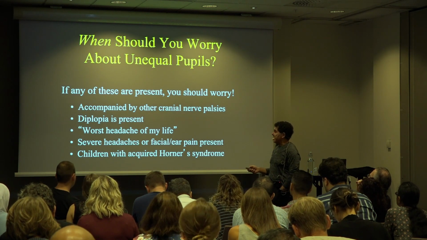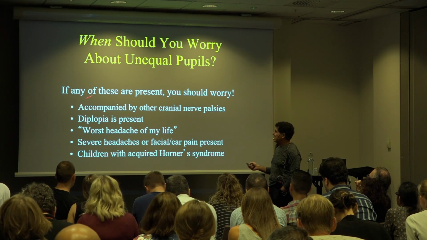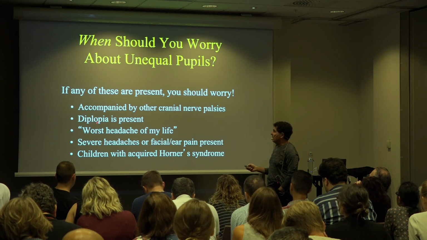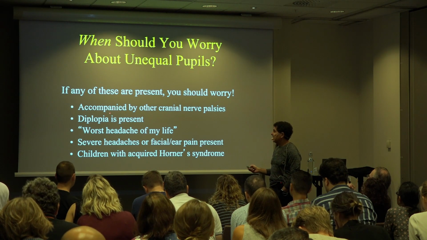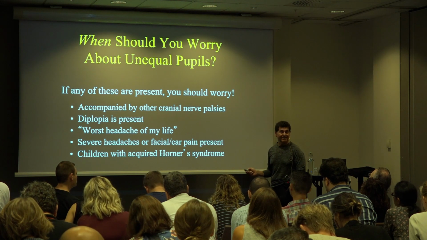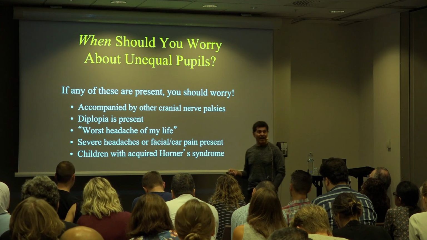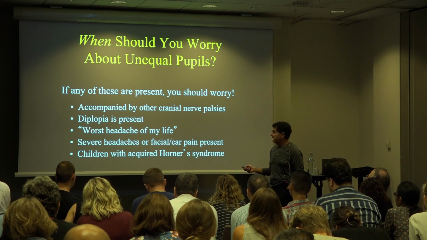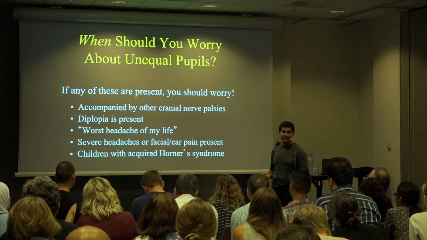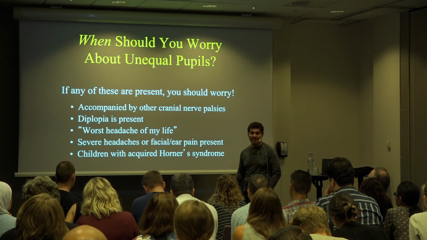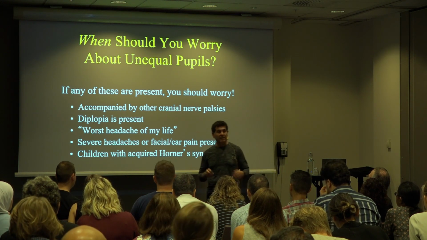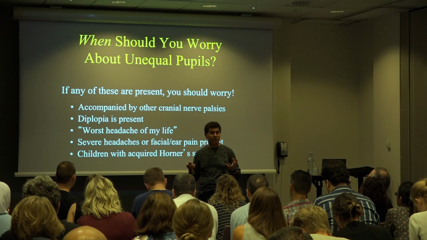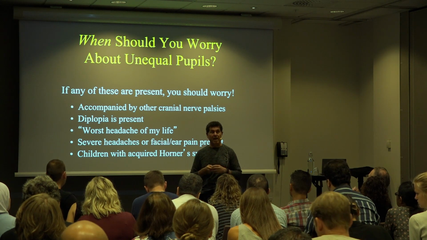First of all, if you see an anisocoria that's accompanied by other cranial nerve palsies or diplopia, I start to get very worried because that's involving now the third nerve, right? And if you hear a patient say they have the worst headache of my life, I worry immediately because those are usually sudden expansive lesions, like hemorrhages or tumors that are expanding rapidly.